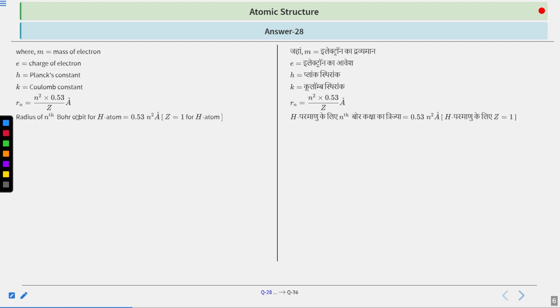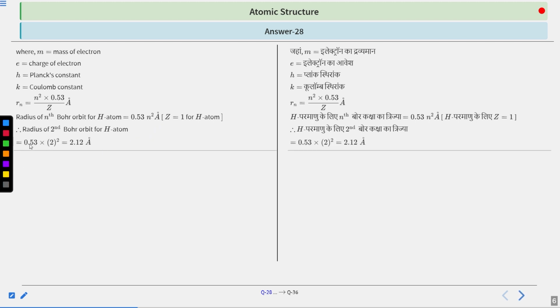Now the radius of the nth orbit for hydrogen atom will be how much? Since for hydrogen atom Z is equal to 1, the nth orbit radius will be 0.53 n square angstrom. So for the second orbit of hydrogen atom, it will be 0.53 into n square, which is 2 square, and can be written as 2.12 angstrom as your final answer. Clear? So in this way you will calculate this. Now moving on to the next question.